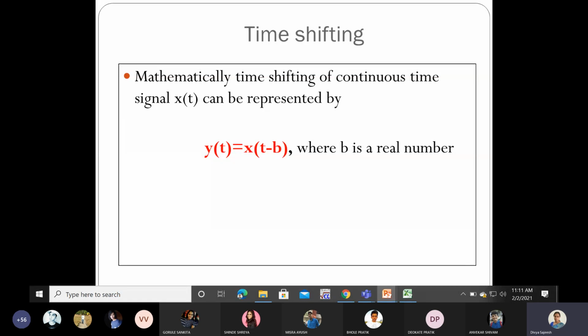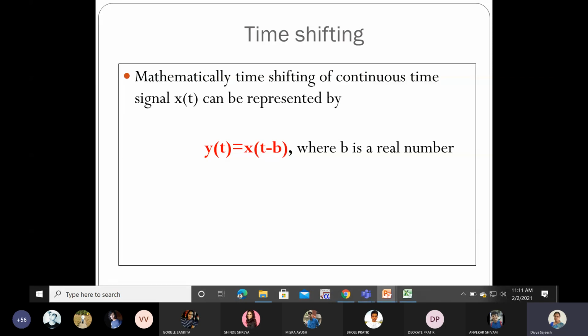So time shifting of the signal is represented by this: your original signal is x of t. After time shifting you obtain the signal y of t. So what operation are you doing on x of t? You are shifting it by an interval b. So x of t minus b equals y of t, where b has to be a real number. So we are doing x of t minus b to obtain y of t.